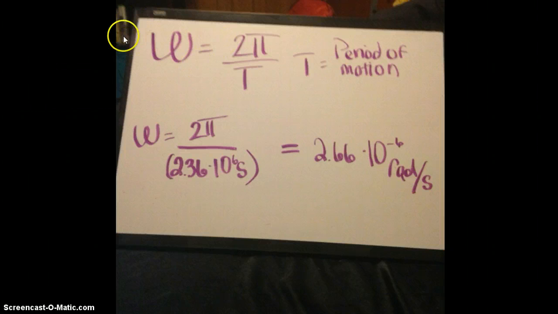Alright, then we have omega, which equals 2 pi over T, where T is the period of motion. In this case, we just figured out the period of motion, which was 2.36 times 10 to the 6 seconds. So for omega, we have 2 pi over the seconds we found, which gives us 2.66 times 10 to the negative 6 radians per second, which can also just be written as seconds to the negative 1.